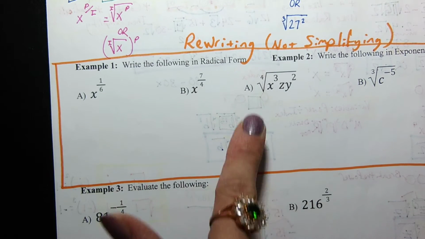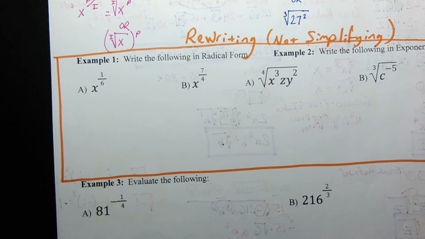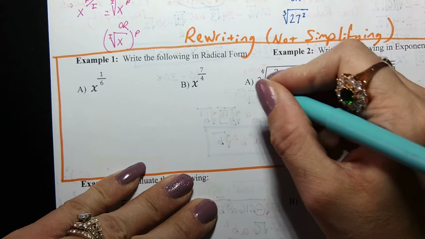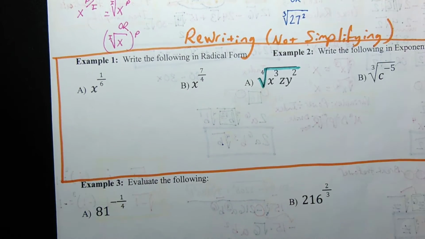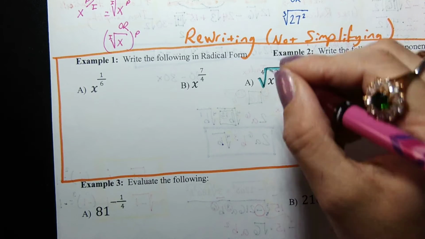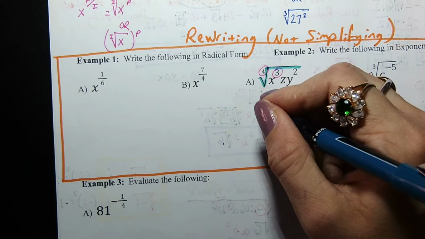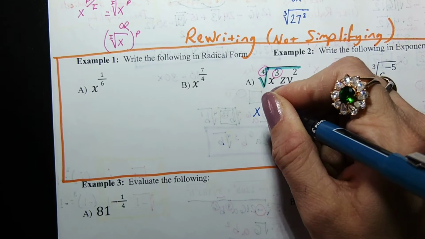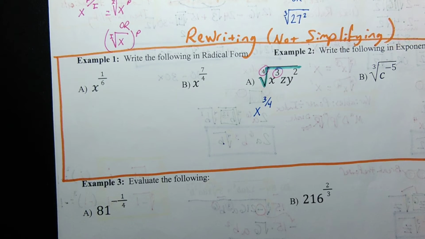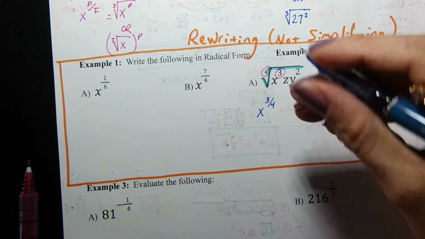So for example, on problem A, if this is radical form, and I want to write it in exponential form, I would take the power divided by the index and get x to the 3/4 power. It's gross, but we're not trying to simplify here. We are just rewriting it in terms of those nasty exponents.